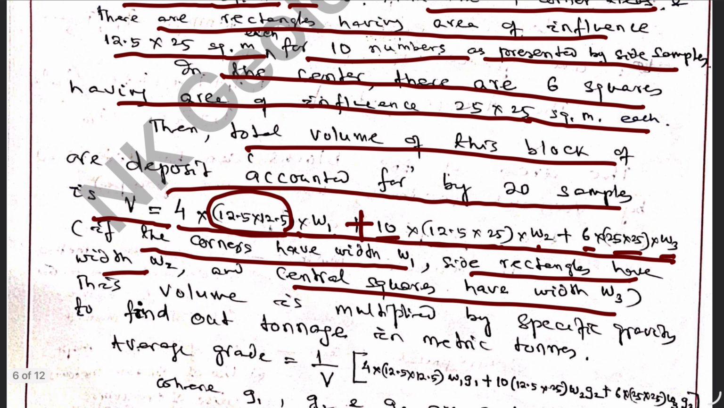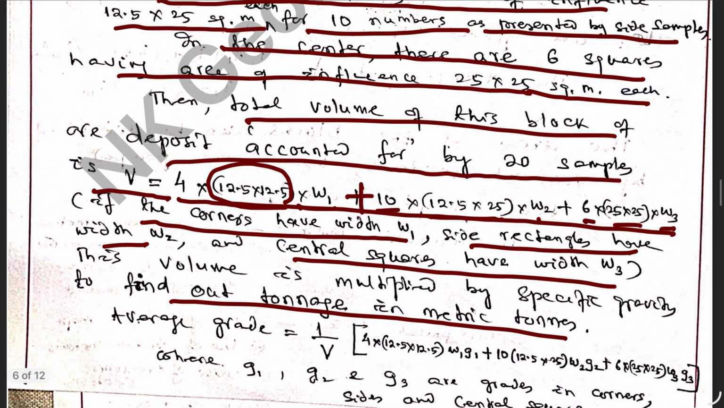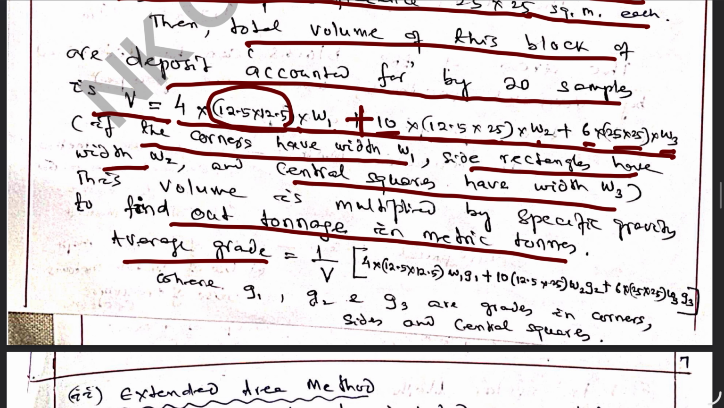This volume is multiplied by specific gravity to find out the tonnage in metric tons. The average grade will be 1 by V into V1 G1 plus V2 G2 plus V3 G3, divided by total volume, that gives the average grade.